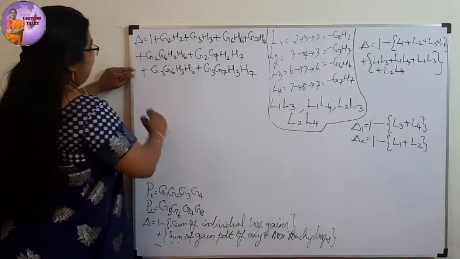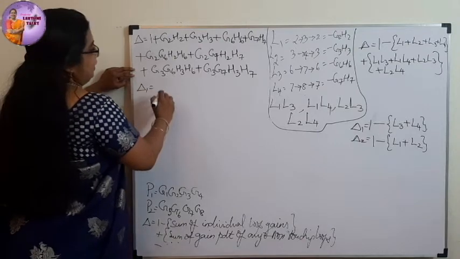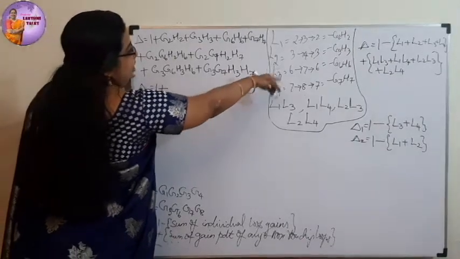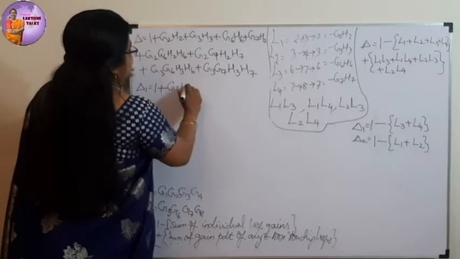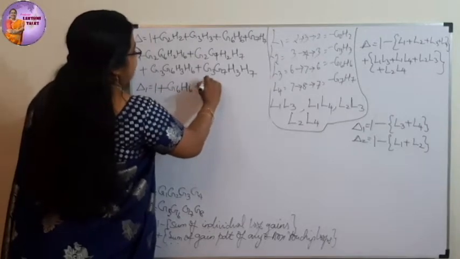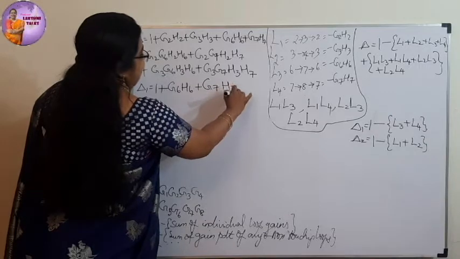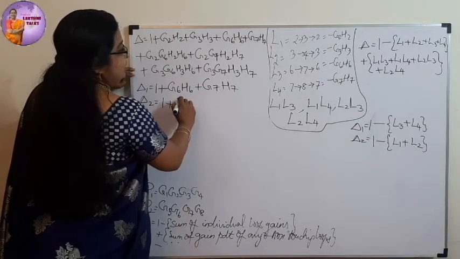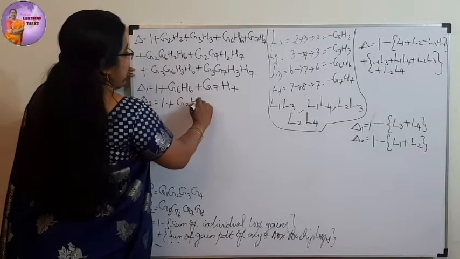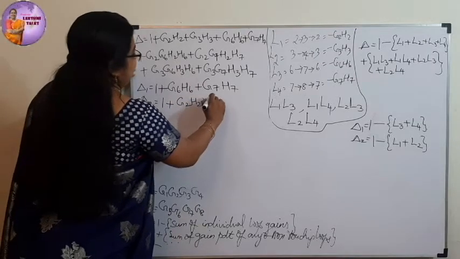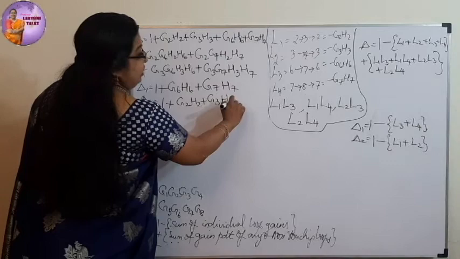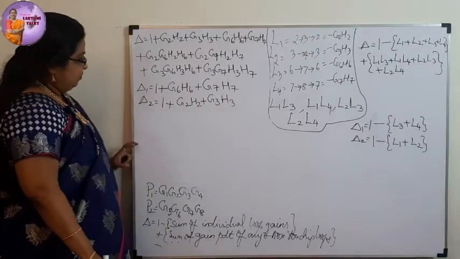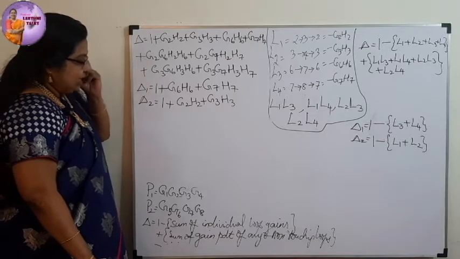What is delta 1? Delta 1 is nothing but 1 plus G6H6 plus G7H7. And what about delta 2? Delta 2 is equal to 1 plus G2H2 plus G3H3. Okay. So, now we can write the final expression.